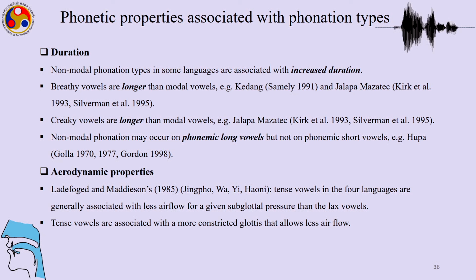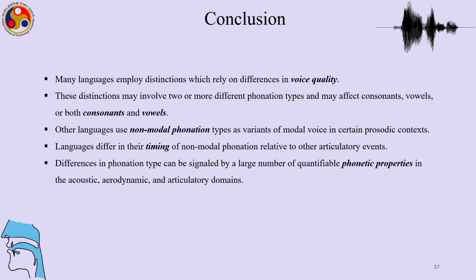Increased duration is another property of non-modal phonation, and breathy vowels are longer than modal vowels. Creaky vowels are also longer than modal vowels, and non-modal phonation may occur on phonemic long vowels but not on phonemic short vowels because of the property of length associated with it. So, there are other aerodynamic properties associated. Tense vowels in some languages are generally associated with less airflow for a given subglottal pressure than lax vowels, and tense vowels are associated with a more constricted glottis that allows less airflow.